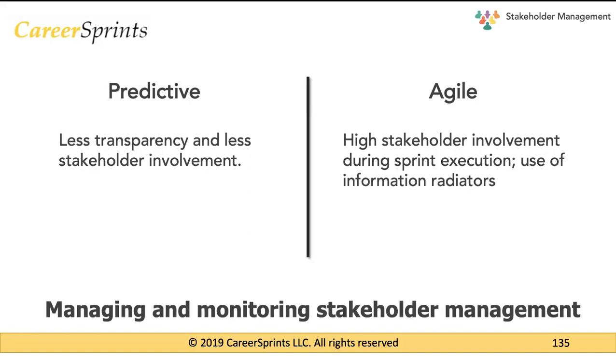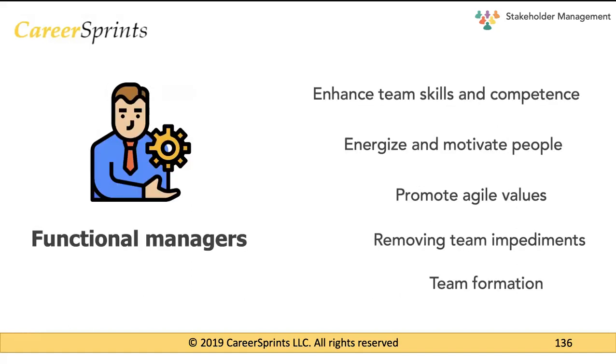But now let's look at two important stakeholders, the functional manager and the project manager, and how they engage as stakeholders in an Agile setup. For example, functional managers will work with teams to nurture them by helping the team members enhance their skills and competence, energize and motivate people, and maintain team integrity. Plus, functional managers can also help the organization align with Agile values and practices, such as promoting the Agile values, removing any organizational impediments, and aligning internal groups and partners.